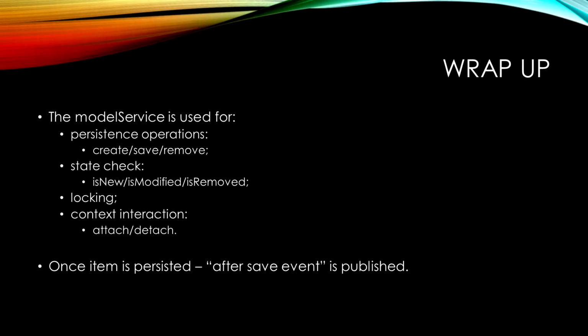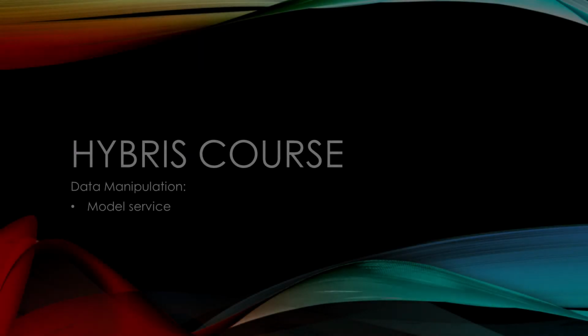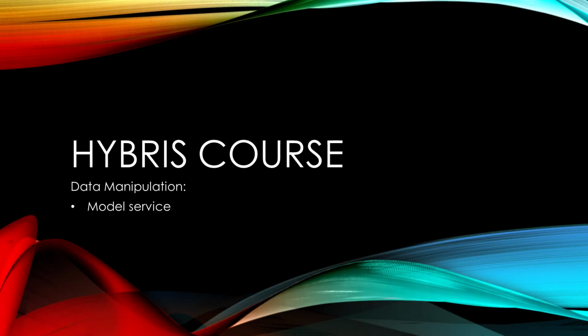Let's wrap it up. The model service is used for persistence operations, state check, locking, and context interaction. Once an item is persisted, the after save event is published. That's it for the model service.